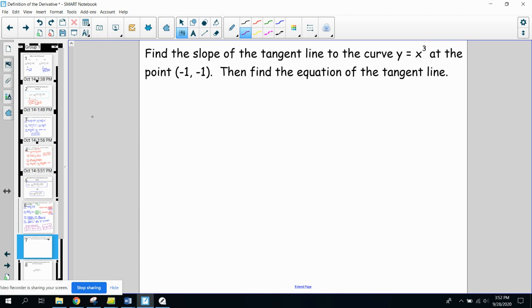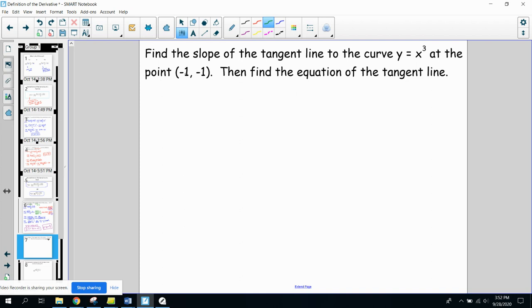And this time we're going to use the other definition of the derivative. So here we have: find the slope of the tangent line to the curve y equals x cubed at the point (-1, -1), then find the equation of the tangent line. So it's basically saying find the derivative and then find the equation.